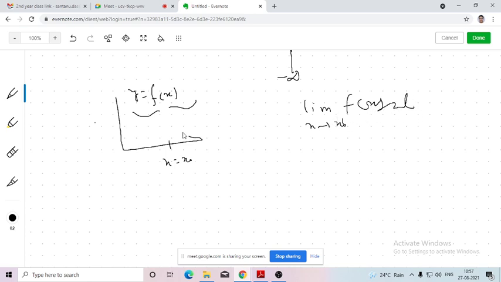So this limit will exist if I take an interval around x0. Say this length is delta. So x0 plus delta, x0 minus delta, and this value is L. So the functional value is varying from... so this is L minus epsilon.